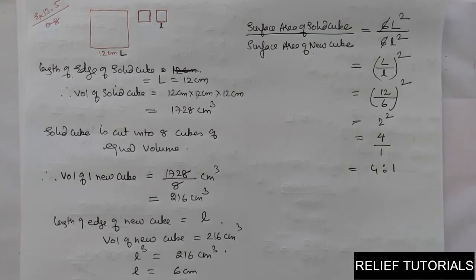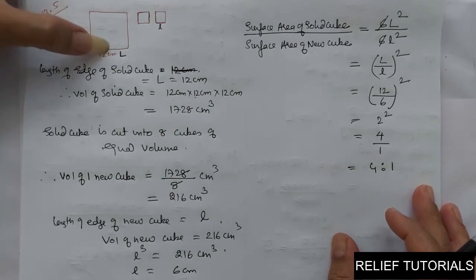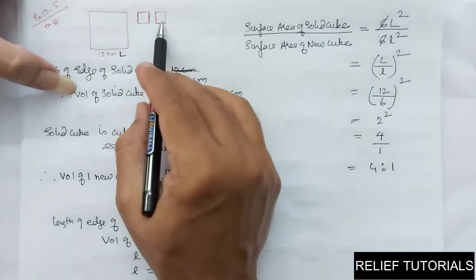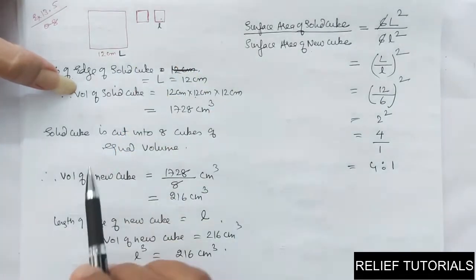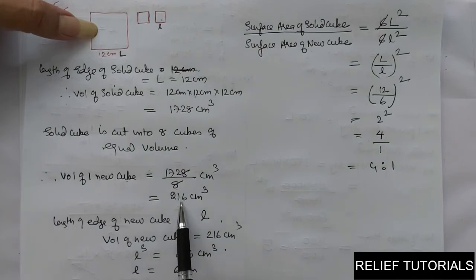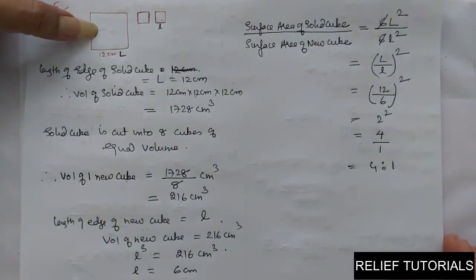Nothing you have to do here. The length of edge is given as 12 centimeters. So you have to find out the volume. Now this is divided into 8 cubes of equal volume. So we will get the volume of one new cube, that is total volume divided by 8. So you got the volume, so you will get the length of edge of the new cube. So you got the length of edge of both the cubes, so you can find the ratio of the surface area. Clear?